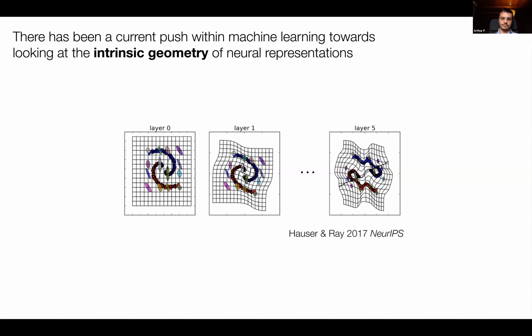And what they found was that progressively across layers, the intrinsic geometry of the layer was being warped such that the two classes were becoming linearly separable. So that suggests that there is really a link between the task that the network is trained to do, the computations that the network is trained to do, and the intrinsic geometry of its hidden layer.